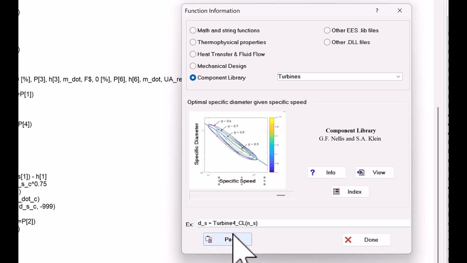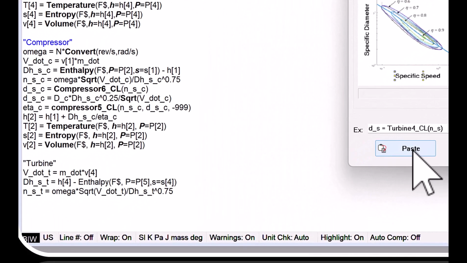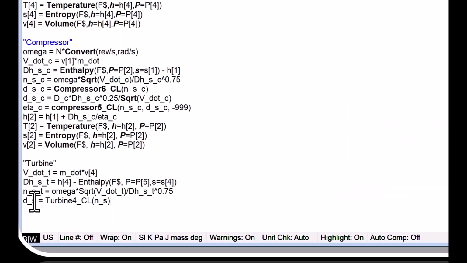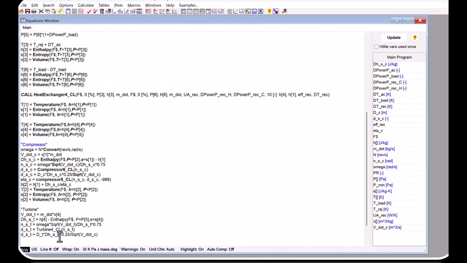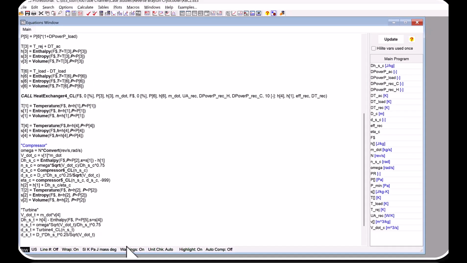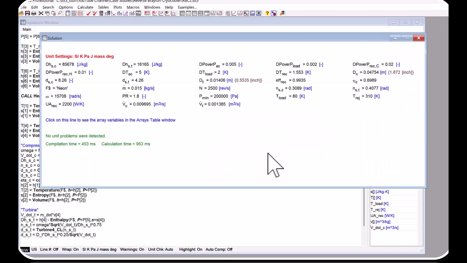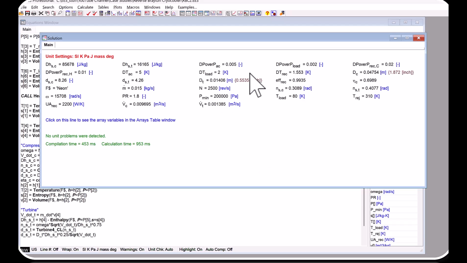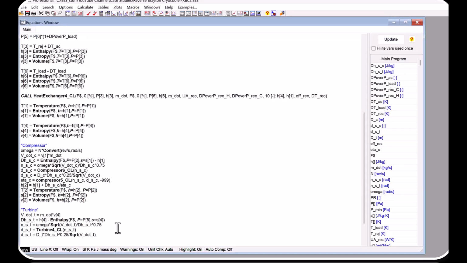Again, I want to use this one to tell me what the specific diameter should be at that specific speed. So I'll paste that in. This is DST. This is NST. I'll turn that specific diameter into an actual diameter. So that's what this equation will do. That's a T, that's a T, and that's a T. Maybe we should solve and make sure I haven't made a mistake. So the turbine diameter wants to be 0.5535 inches.